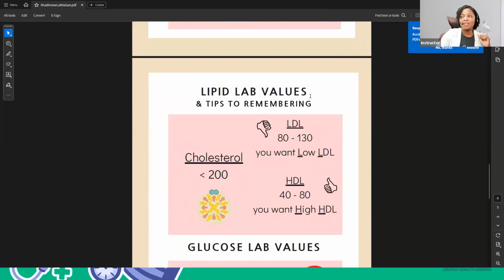And then it finishes out with your lipids, labs, and tips to remember. We want our cholesterol less than 200. It talks about our LDL, the range we want. You want low LDL and you want high HDL, right? So these are your numbers.